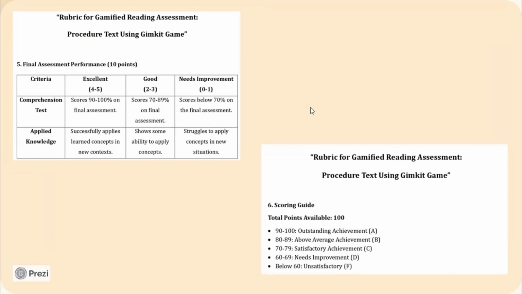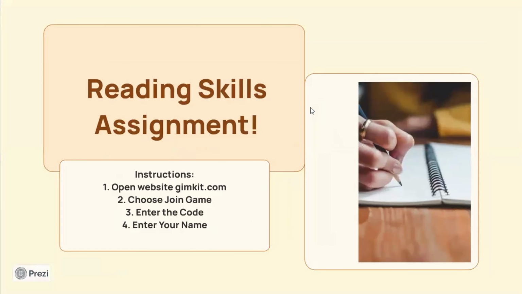So the scoring guide: total points available is 100. So 90 until 100 is outstanding achievement, or A. And then 80 until 89, above average achievement, is B. And 70 until 79, satisfactory achievement, is C. And 60 until 69 is needs improvement, or D. And below 60 is unsatisfactory, or F.